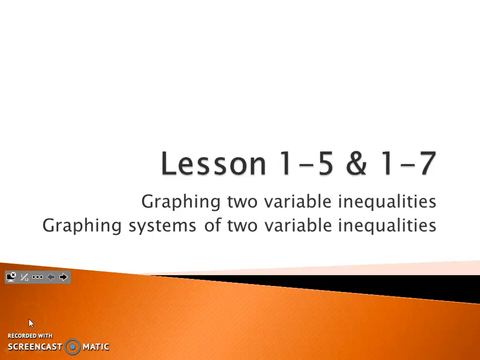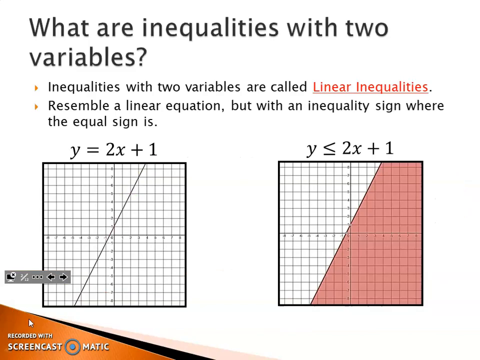Okay, this one is lesson 1-5 and 1-7. Sorry. Lesson 1-5 is going to be graphing two variable inequalities. 1-7 is going to be graphing systems of two variable inequalities. Okay, so basically last slide what we were going over was, hey, you got x less than 2. How do we graph those? Well, now we're going to be looking at things like y less than or equal to 2x plus 1.